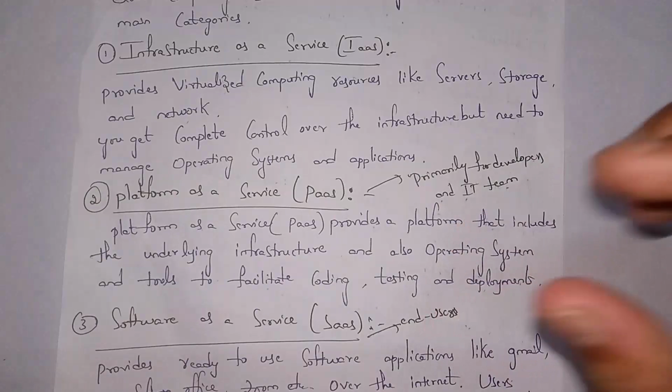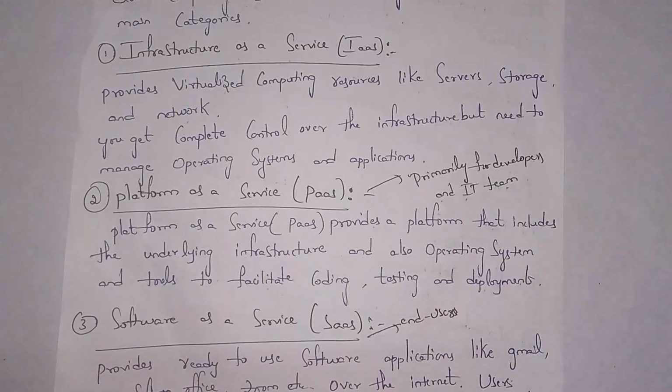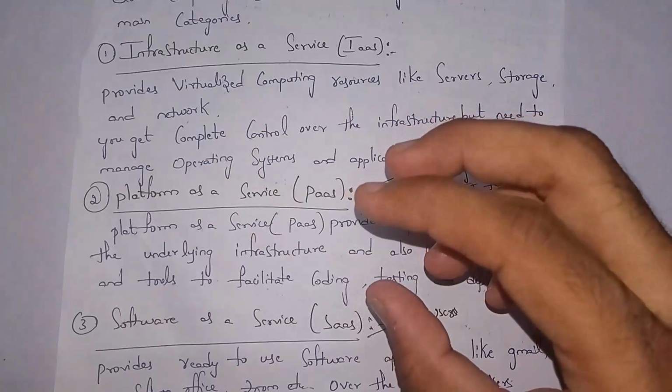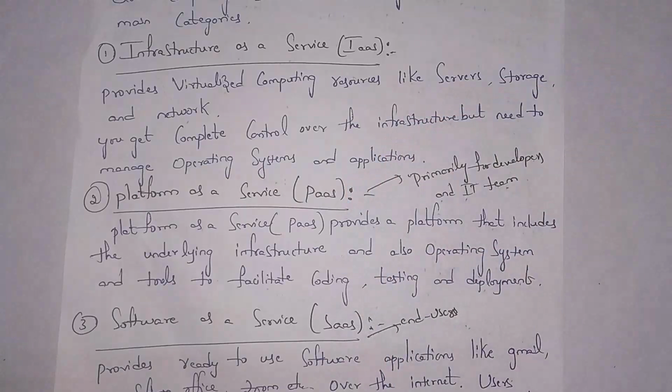In AWS, a user takes one server for rent. So whenever a user takes a server for rent, AWS will provide only the server, but installing the operating system and applications is your responsibility. We are taking only infrastructure as a service.